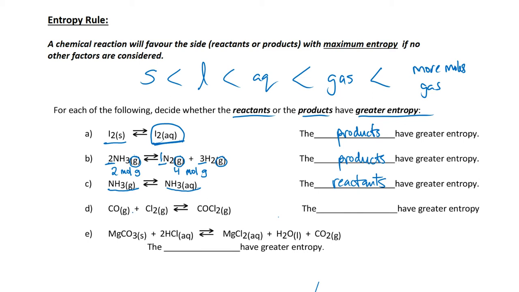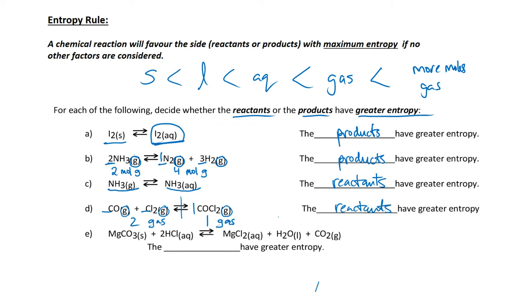And question D, we've got, again, just look at your phases. So I've got gases, gases, gases. So that means if you have gases on both sides, which we do, we've got to count them up. On the left-hand side, my reactant side, I've got 1 mole and another mole, so 2 moles of gas. On the right-hand side, the product side, I have 1 mole of gas, which is less. So my reactant side has higher entropy.